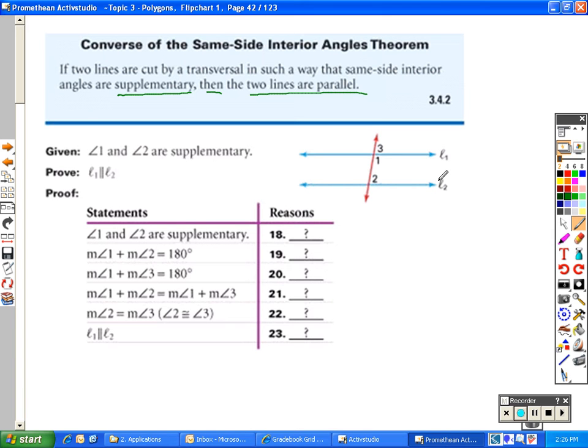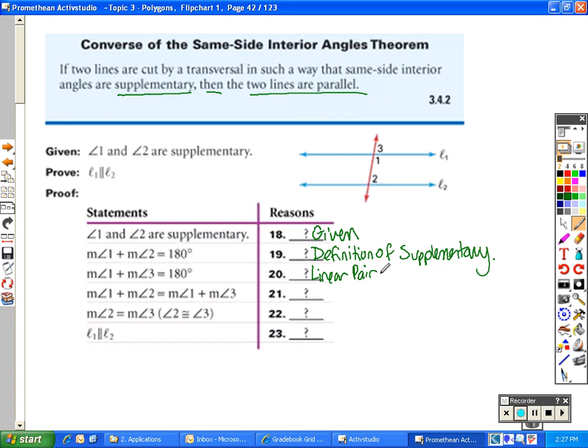Angle 1 and angle 2 are supplementary. That was given to us. Angle 1 plus angle 2 equals 180. And why do we know that? Well, that's what supplementary means. So basically, I'm going to say that that is the definition of supplementary. Okay, angle 1 and angle 3 are 180. Let's look up here, 1 and 3. What do angle 1 and 3 form? Well, they form a line, so that definitely means they add up to 180. So that's because they are a linear pair.